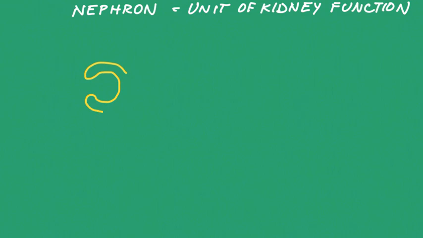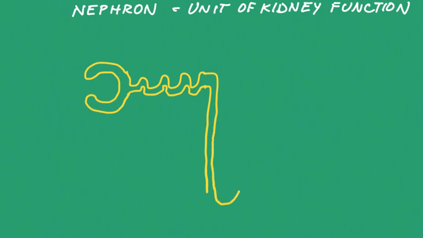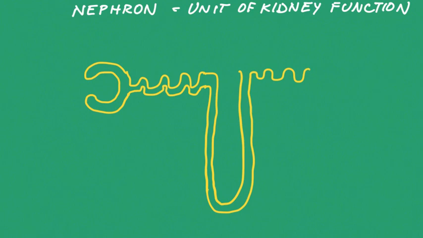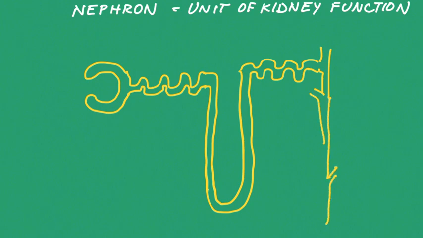Here is the glomerular capsule opening into the PCT, or the proximal convoluted tubule. Here's the nephron loop opening into the distal convoluted tubule. And finally, we have the collecting duct. You should be able to draw this on your own and label it.